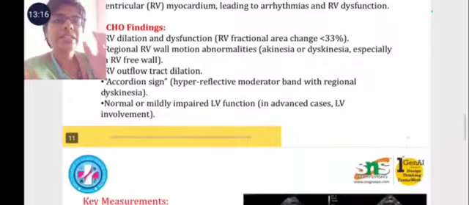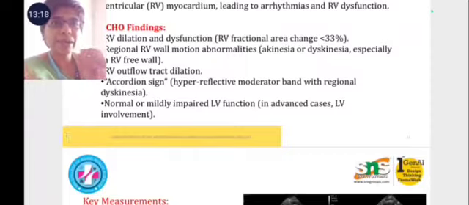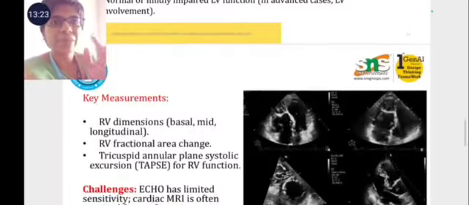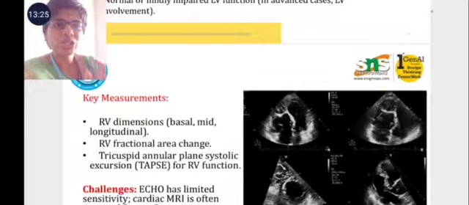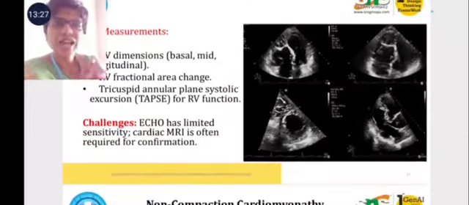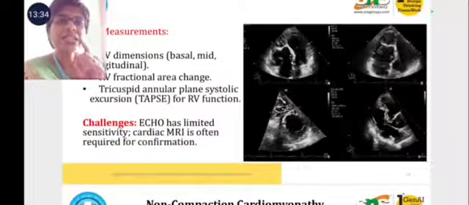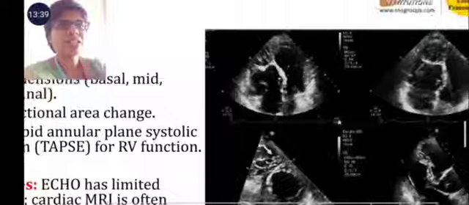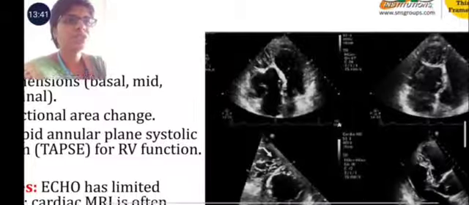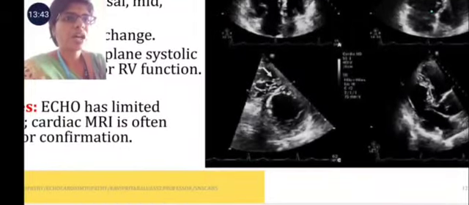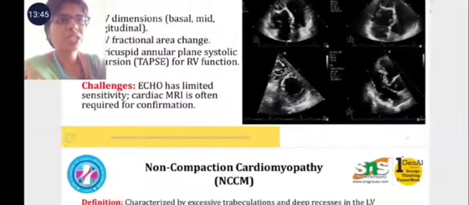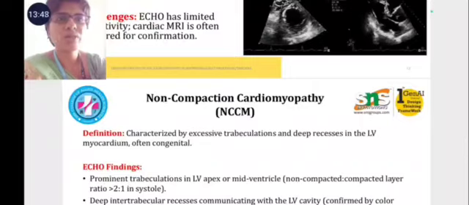According to the sign, the hyper-reflective moderator band is also present with regional dyskinesia. Key measurements are RV dimensions need to be taken, RV fractional area, tricuspid annular plane systolic excursion, TAPSE, also have been followed. See the image, this is 4 chamber window, RV apex is akinetic. RV gets dilated and trabeculae are more visible. RV moderator band is also more visible.